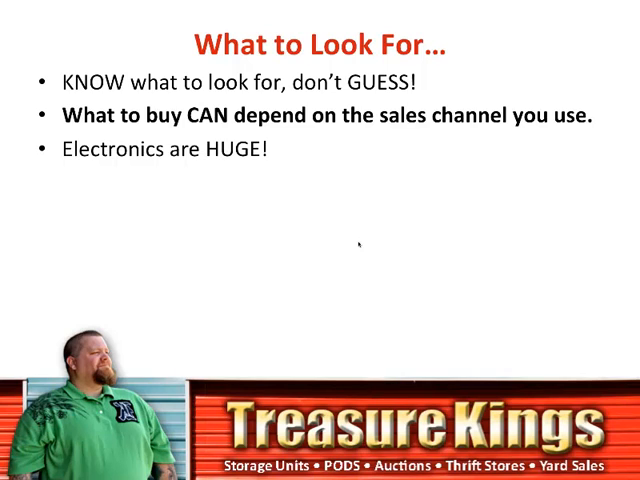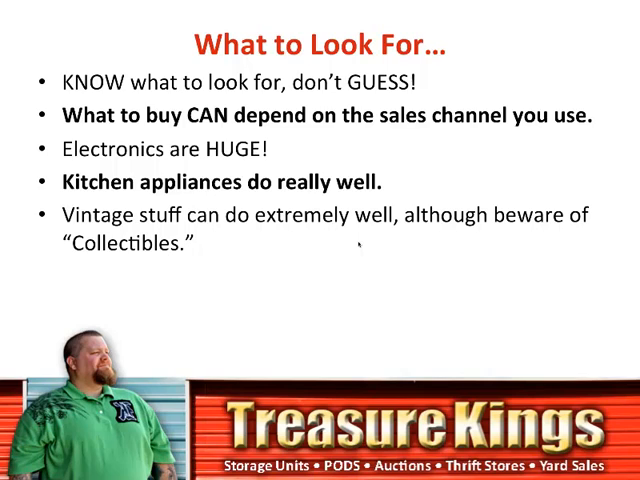Now, electronics tend to be huge. Even some vintage stuff can be really huge, and I'm going to show you some examples here in a little bit. Kitchen appliances can do really well, depending on what they are. The same with, as I was mentioning earlier, vintage stuff can do extremely well, except you want to beware of collectibles. Now, there are some collectibles that are really worthwhile giving some focus to, like memorabilia. But again, you want to educate yourself. There's a little bit of research involved in this, just like anything else.